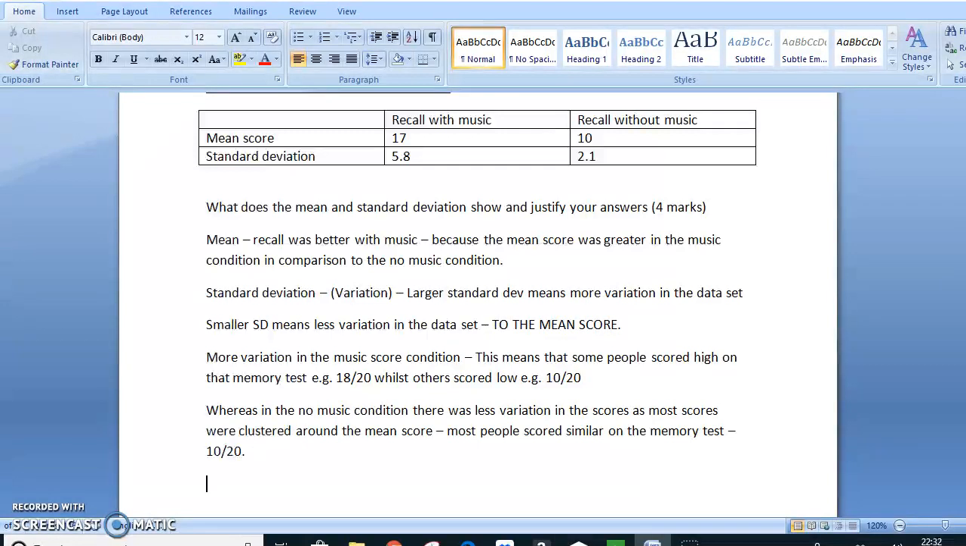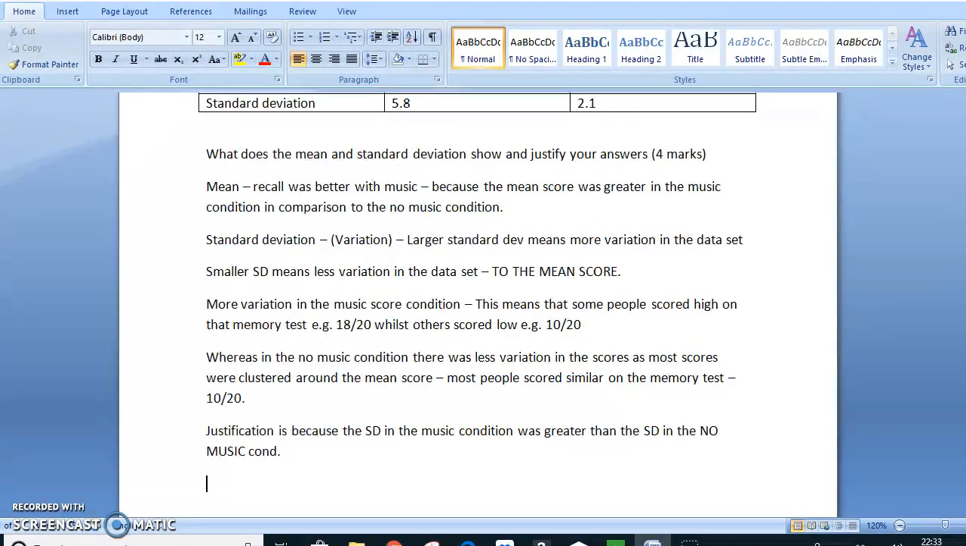Now, because you've been asked to justify your answer for this, you'd have to write down that the justification is because the standard deviation in the music condition was greater than the standard deviation in the no music condition. And that's really it. So for 4 marks, you're looking at something like that. Obviously, you wouldn't write this stuff in. This is just stuff that you know.